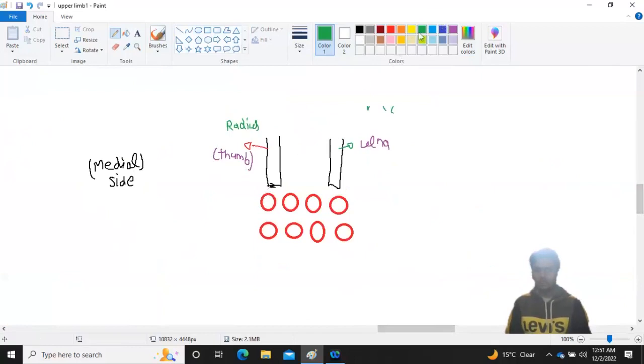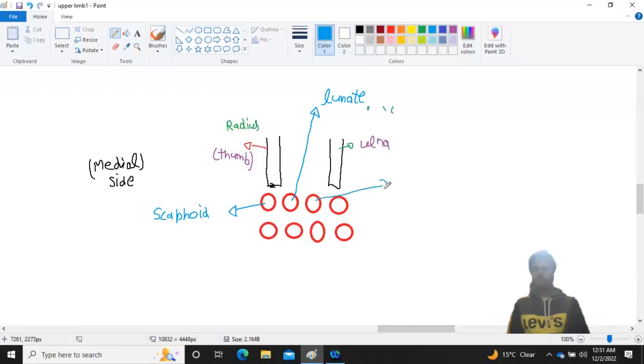सबसे पहले जो बोन आती है हमारी थंब साइड पे, इट इज कॉल्ड स्केफॉइड. 2 लेयर्स प्रेजेंट होती हैं, स्केफॉइड. देन सेकंड बोन is called lunate. Third bone is called triquetral. And the fourth bone is called pisiform.